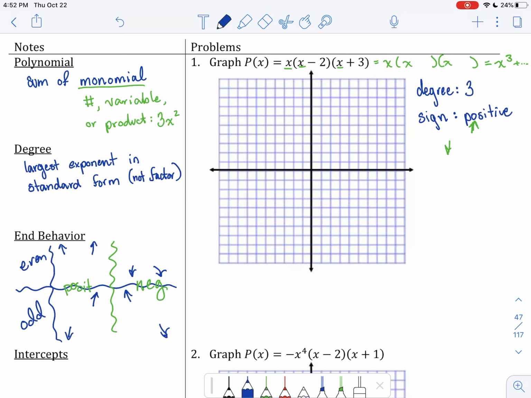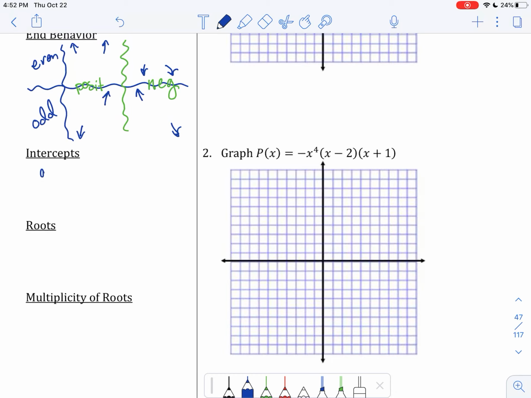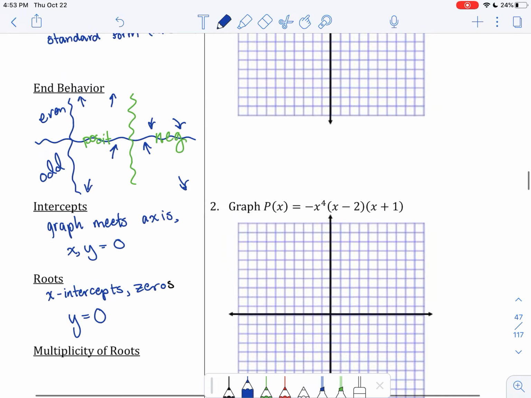So that's really helpful. The next thing that we're going to talk about are our intercepts and our roots. Intercepts are just where a graph meets an axis. And so we can have y-intercepts and we can have x-intercepts. Our x-intercepts are also called our roots. They're sometimes also called zeros. The way that we can calculate our x and y intercepts is that our x-intercept is wherever y is equal to 0, and our y-intercept is wherever x is equal to 0. So wherever one of our variables is equal to 0, that's the intercept for the other one.